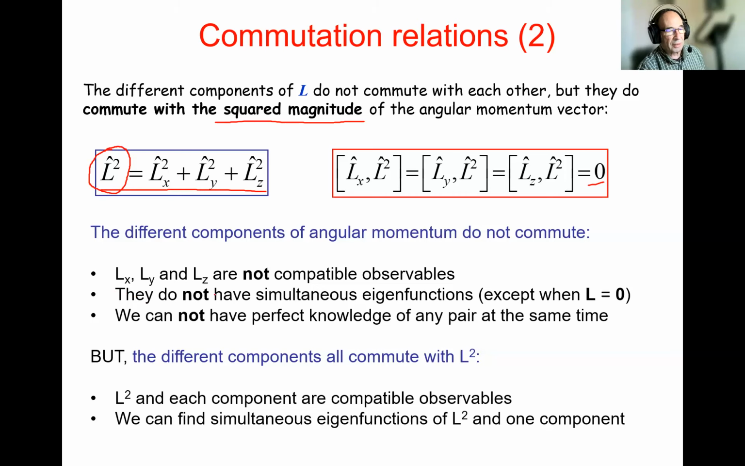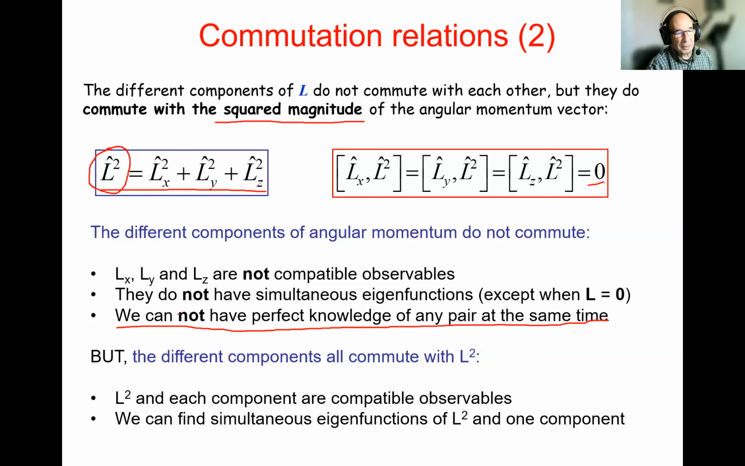So what is the conclusion here? That Lx, Ly, and Lz are not compatible observables. So they cannot be simultaneously eigenfunctions, and they cannot be measured simultaneously. And we cannot have perfect knowledge of any pair at the same time. Yeah, so this is the big physical result of that.